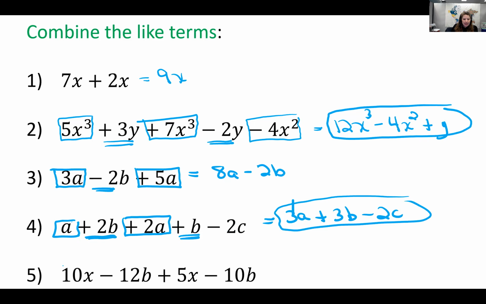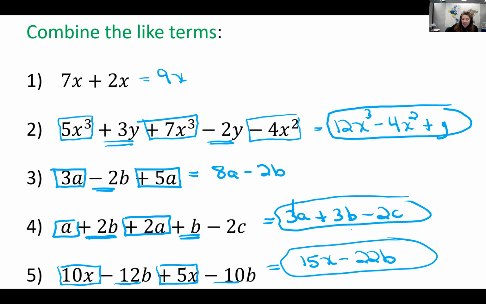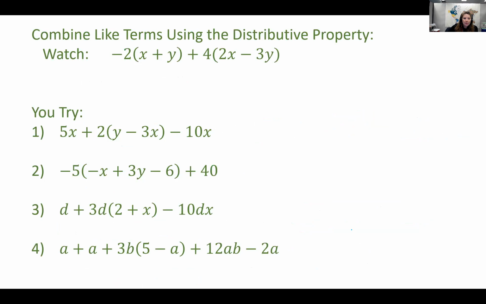All right, number 10, I have 10x plus 5x. 10x plus 5x is 15x. And then I have negative 12b minus 10b. Negative 12b minus 10b, same signs, add and keep. So it'll be negative 22b. And that's my final answer, 15x minus 22b.